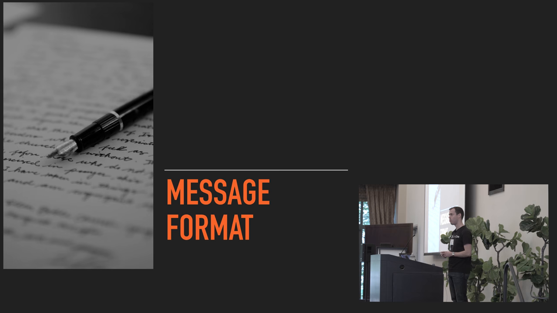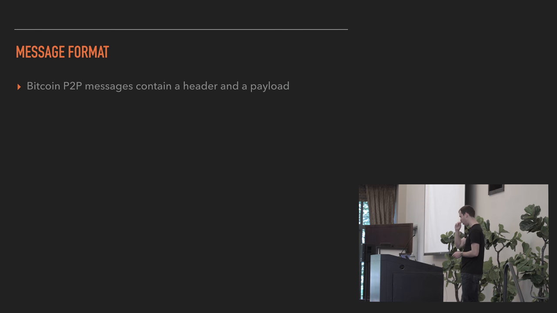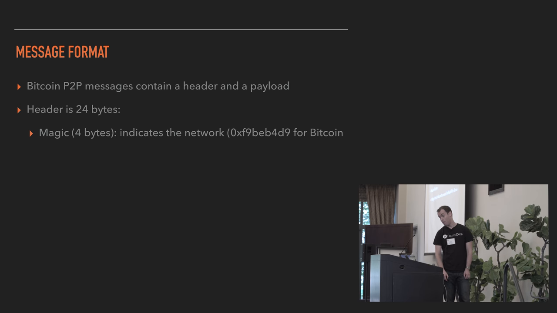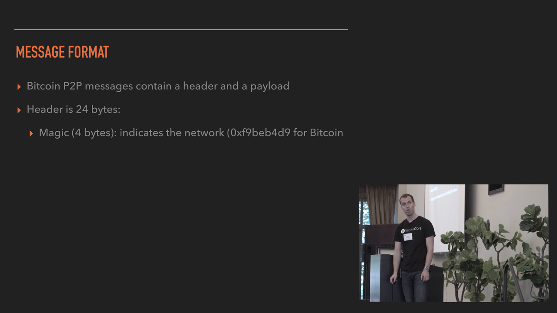Any other questions? OK. Let's talk quickly about the message format. Peer-to-peer messages have a header and a payload. The header is 24 bytes long, it's a fixed length, and it's got certain fixed fields. It's got magic at the front. That's just four fixed bytes, saying that this is a message on the Bitcoin network.